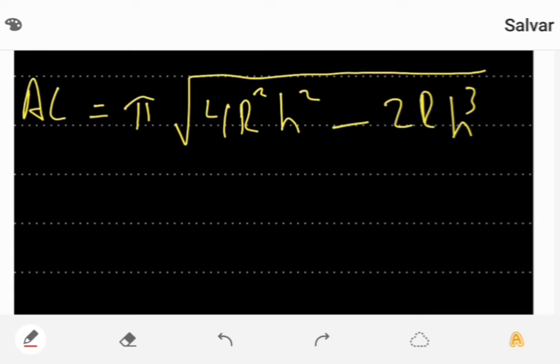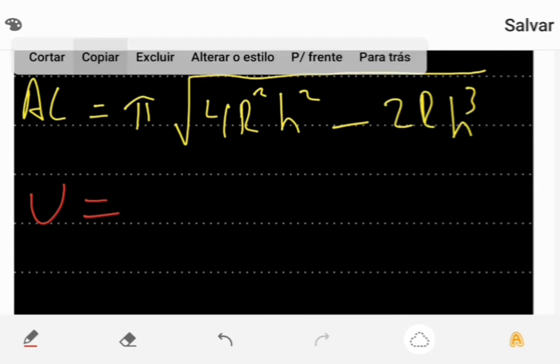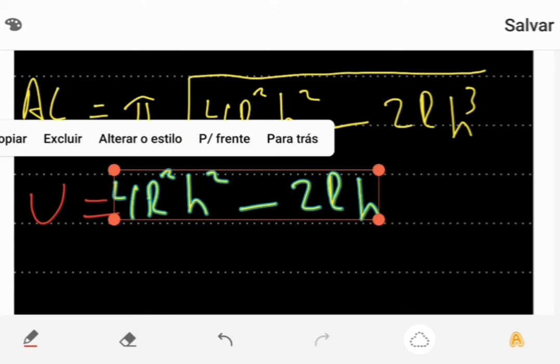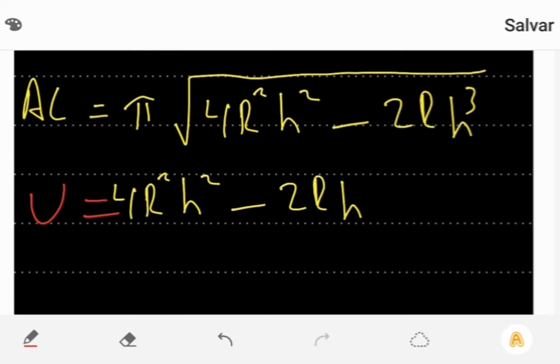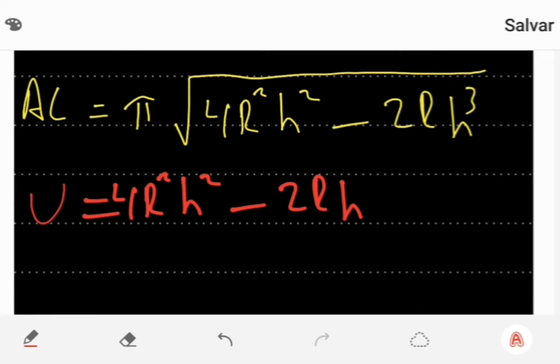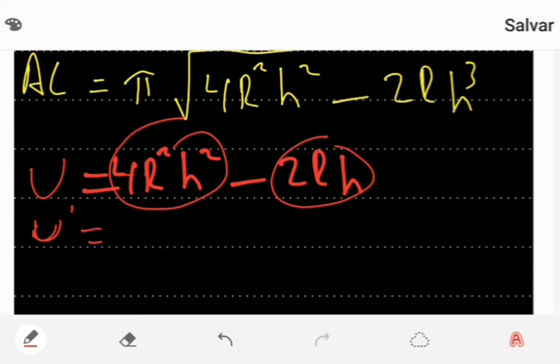We are going to call U equal to all this over here, okay? So this is U. Now, what is U prime? Now, U prime is going to be, this is 4 over here, okay? So it's going to be this derivative minus this derivative, right?